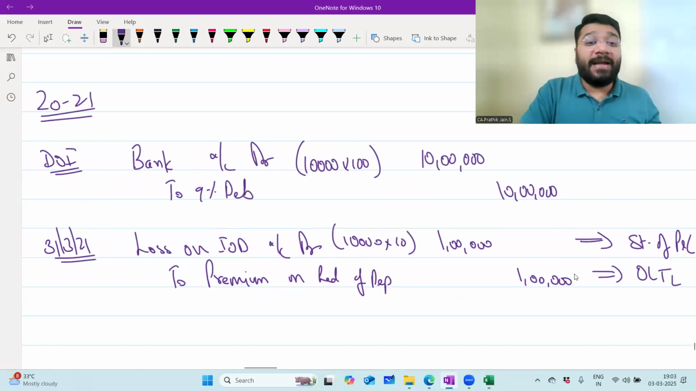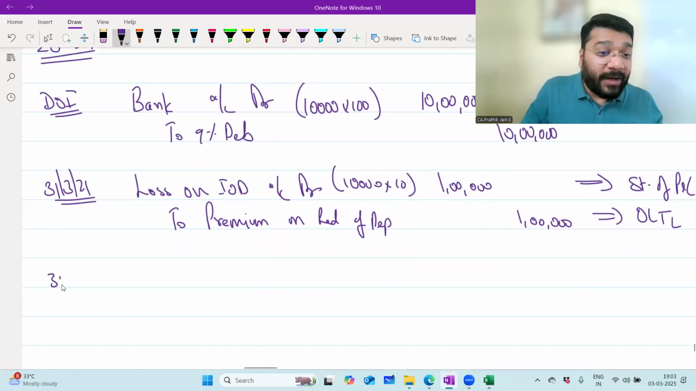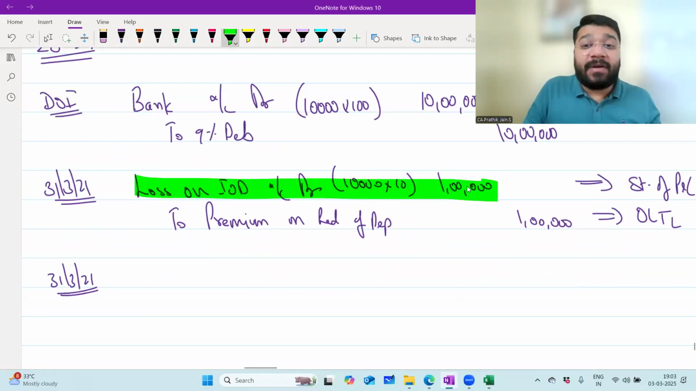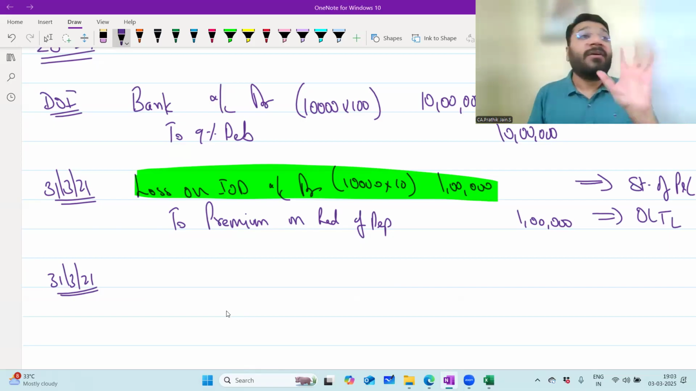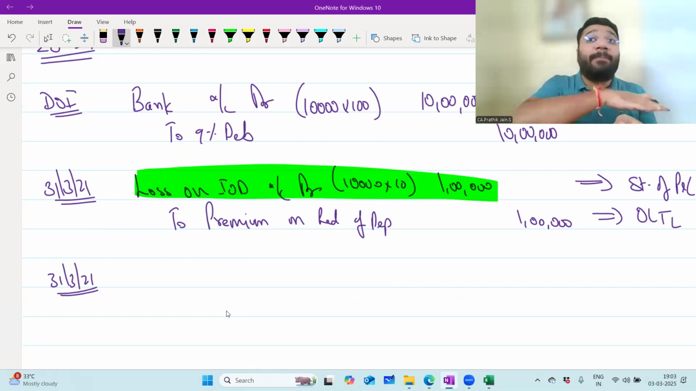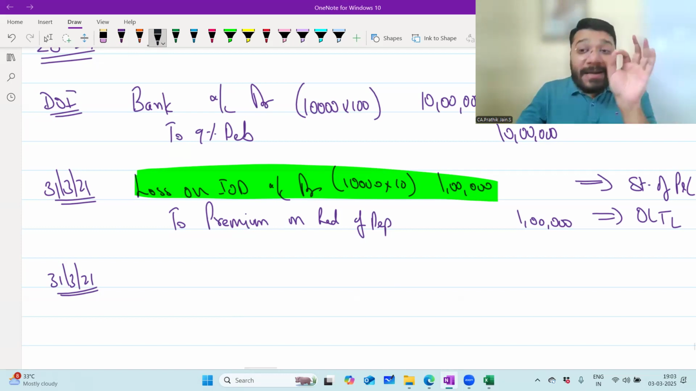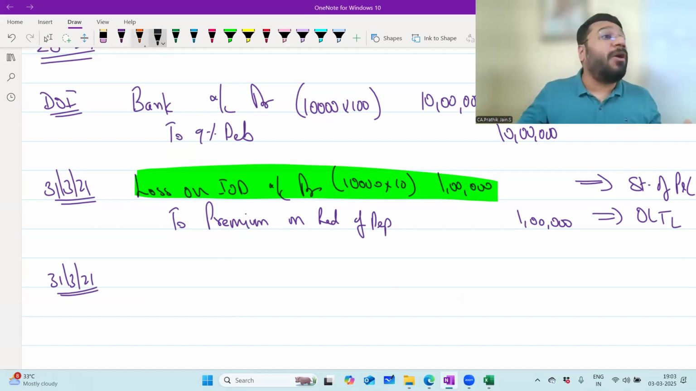So you asked me a question, sir, on 31st March 21, which Sudiksha asked me yesterday: how much of this loss will I transfer to P&L? Will I transfer the entire 1 lakh loss to P&L? No. We will apportion over the life of the debenture. What is the life of the debenture? 5 years. Matching principle says you are going to enjoy this money for 5 years, so this loss also needs to be apportioned over 5 years. So 1 lakh into 1 by 5 is 20,000. Out of this loss, I am transferring 20,000 to the statement of P&L.